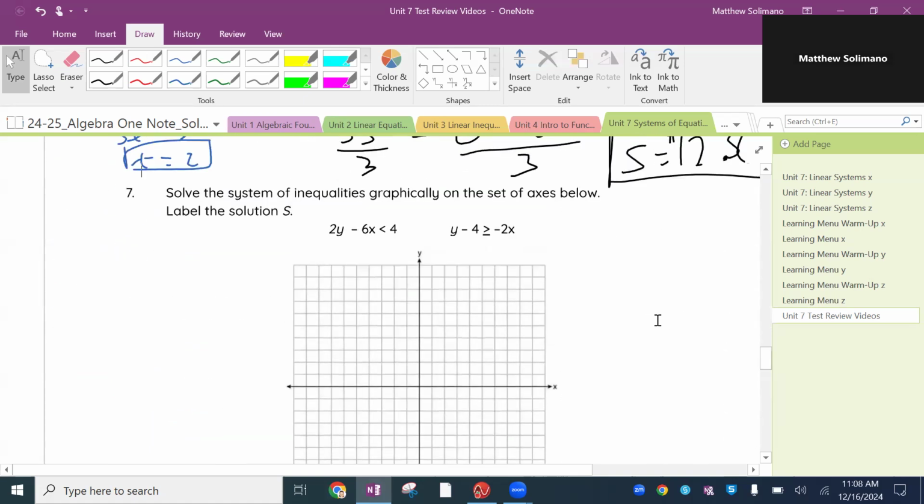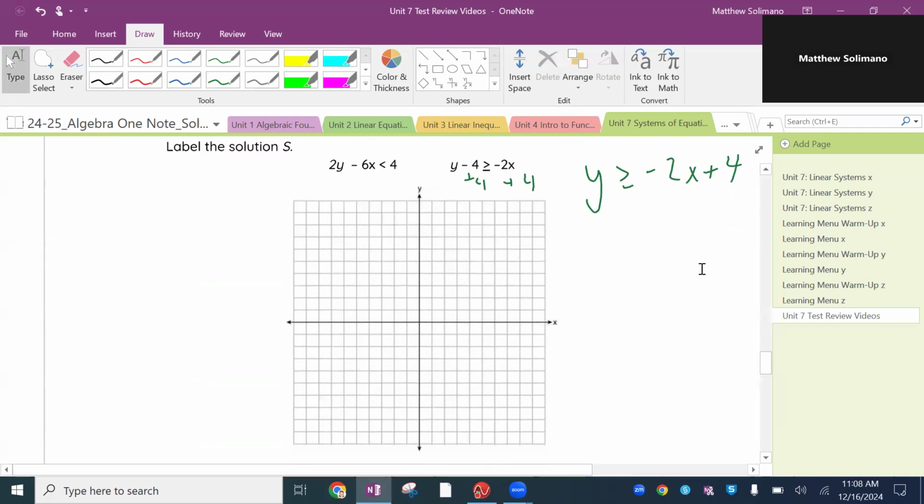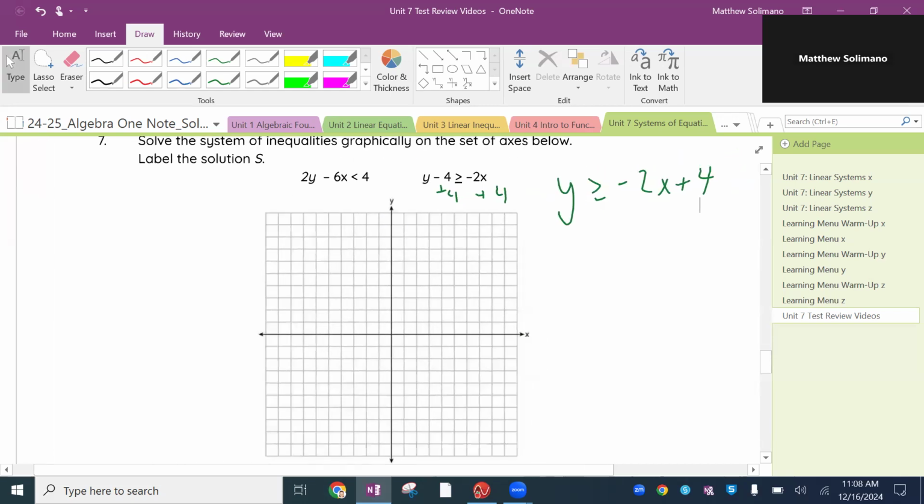All right, so if we want to graph a system of inequalities graphically, again, we want to get y by itself first. So I'm going to do this one over here. I'm going to add 4 to both sides. So y is greater than or equal to negative 2x plus 4. And I'm going to graph this on my axis here. So positive 4 is my y-intercept. We always start with that y-intercept.